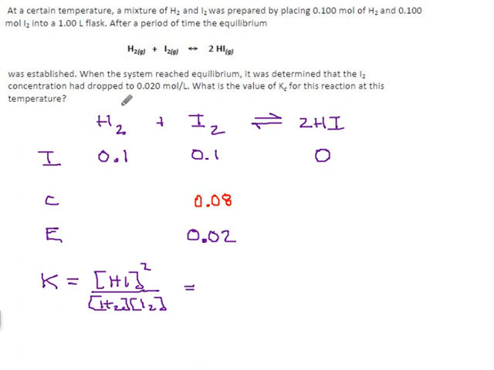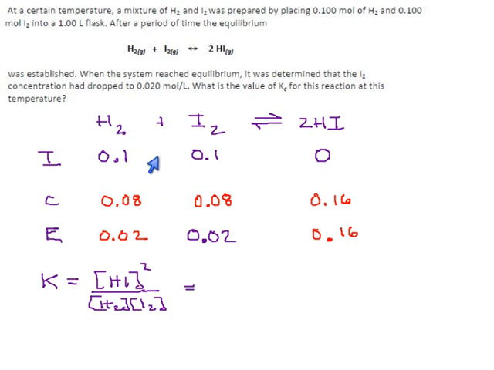Hydrogen and iodine are in a 1-to-1 ratio. The coefficients here are both invisible ones, so we use those in equal amounts. And the hydrogen iodide is always twice as much as the others. So if these are 0.08, then this should be 0.16. Okay, now it looks like we should be able to get some totals. If we had 0.1 of hydrogen and we used 0.08, we're down to 0.02. And if we started with no HI and we made 0.16, then incredibly enough, we are at 0.16 for that. Fair enough?